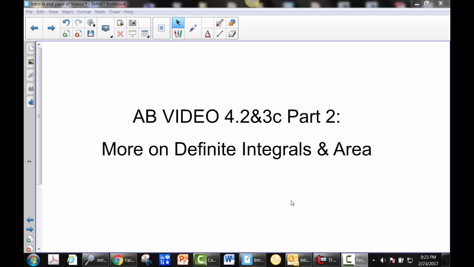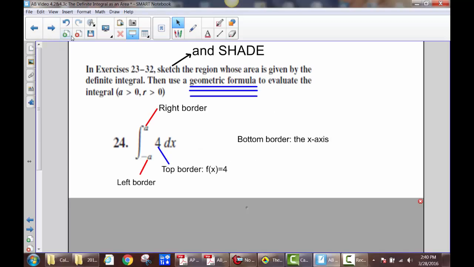Hello, welcome to AB Video 4.2 and 3C Part 2, more on definite integrals and area. This time they're going to give you the integral and ask you for the picture again. So, instead of going from the picture to the integral, we're going from the integral to the picture.